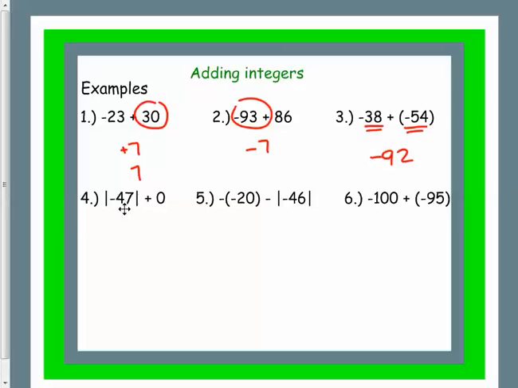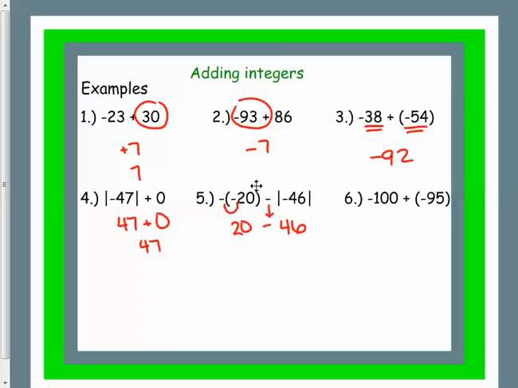The absolute value of -47 is 47 away from 0. Add 0 to that, and I get 47. The opposite of -20 is +20. Bring down the sign. And the absolute value of -46 is 46.